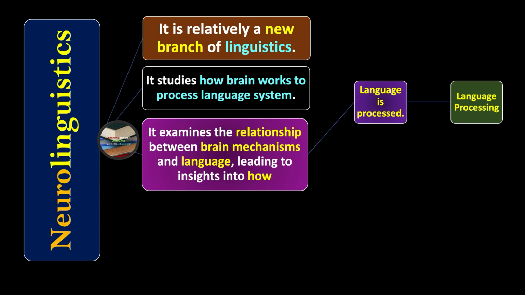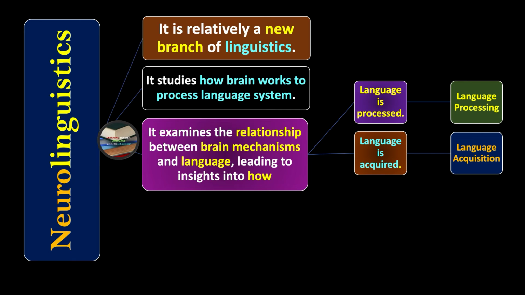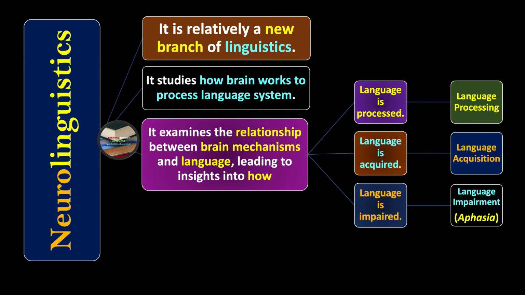That is to say, we are talking about language processing. How language is acquired. That means it refers to language acquisition. And how language is impaired. It refers to language impairment, known as aphasia. Aphasia is a branch of neurolinguistics in which we study the disorder of language. If something goes wrong in the brain, or the brain is damaged, one may suffer from language disorder. This area of study is known as aphasia. That's why we call it language impairment. So neurolinguistics looks at these three different aspects of language: language processing, language acquisition, and language impairment. They are very important in the field of neurolinguistics.